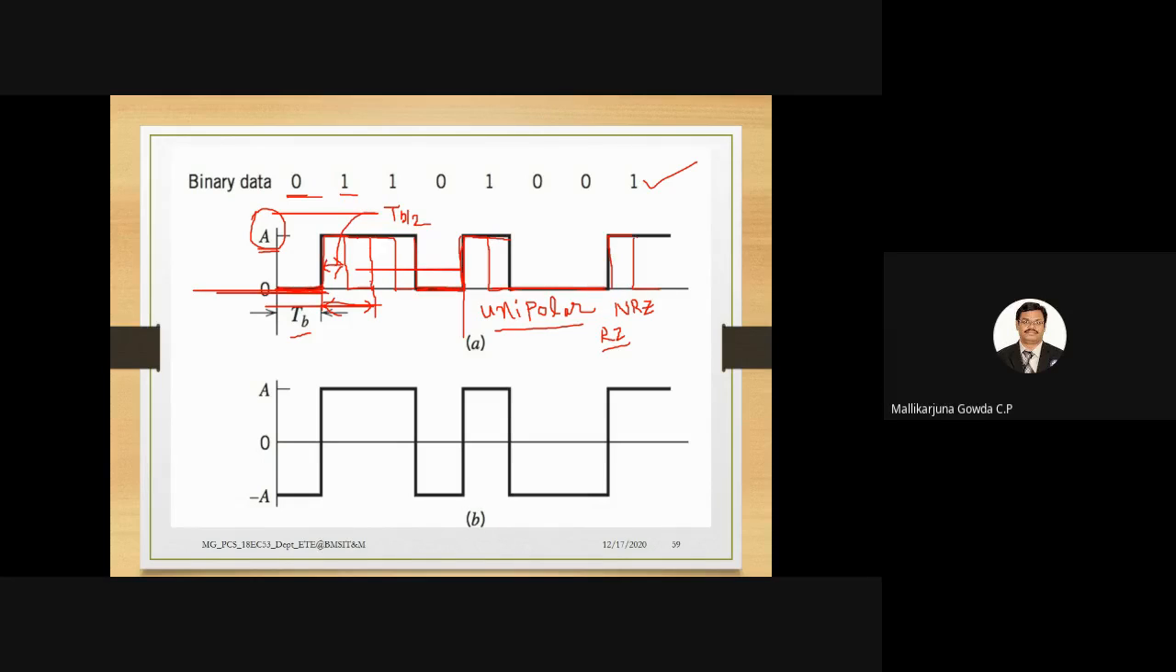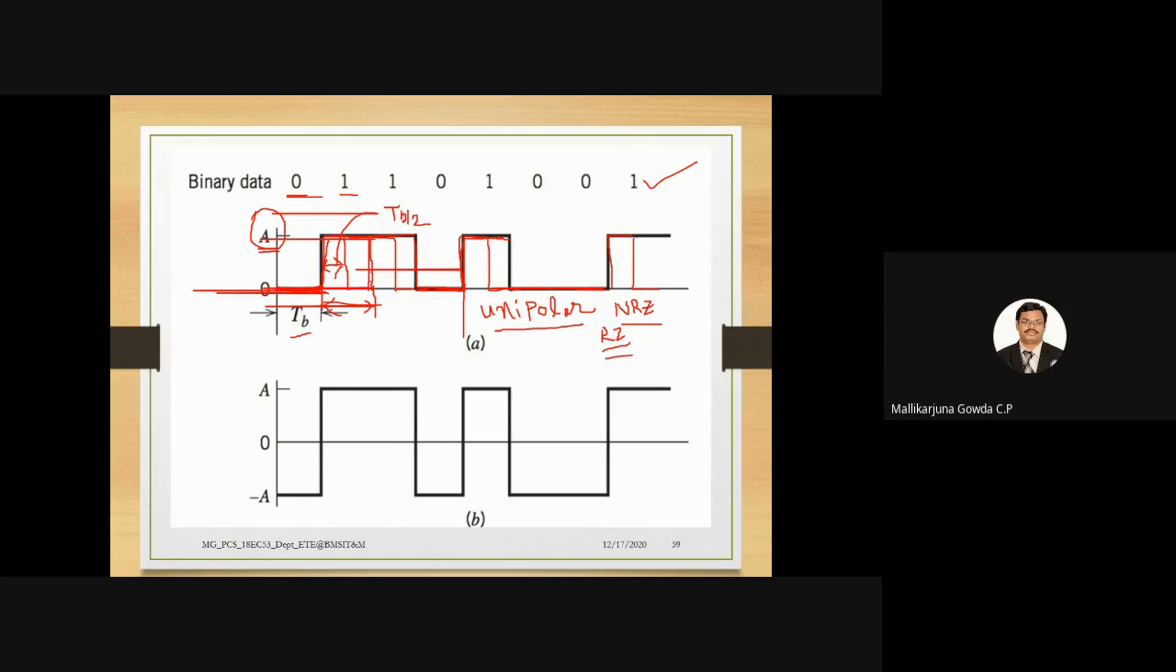So in case of non-return to 0, the binary bit 1 will be occupying the entire bit duration, TB. If the bit duration is TB, it will be high for the entire bit duration. That is why it does not come back to 0 here. That is why it is shown high for two consecutive binary ones. Then 0 by no pulse, so it has come back to 0. Then 1, it will be high for a bit duration of TB, like that. In case of return to 0, what happens?